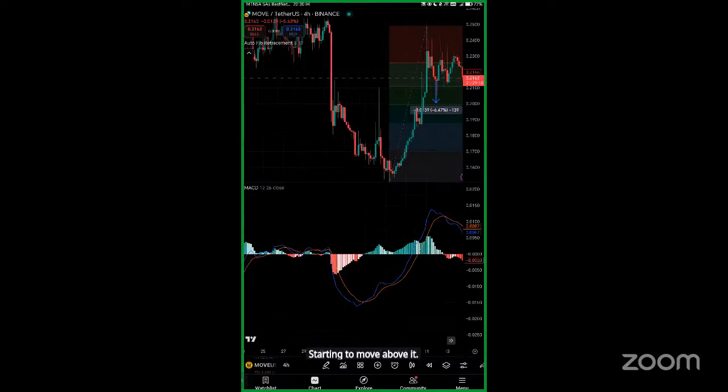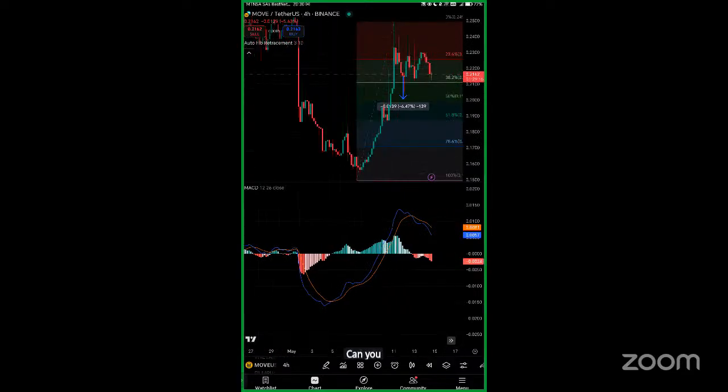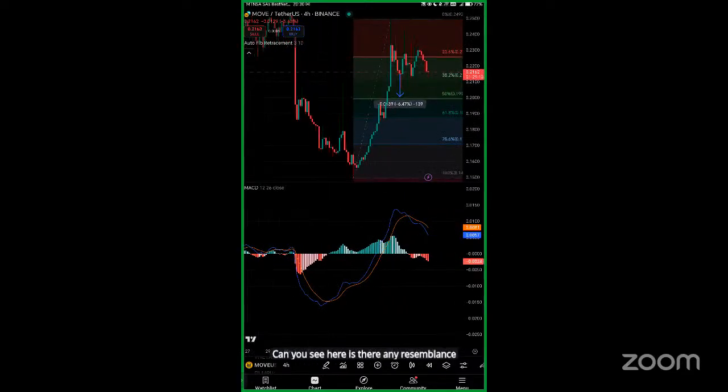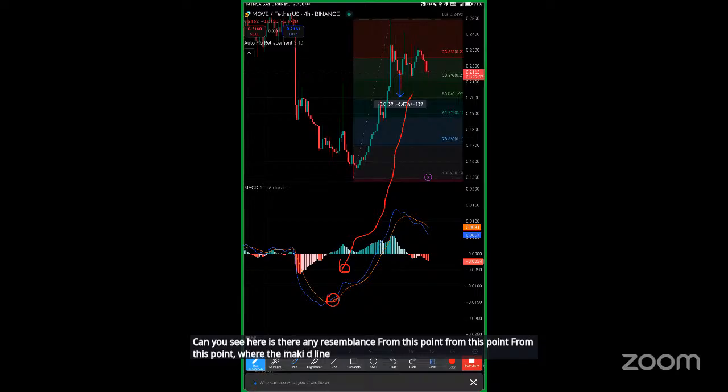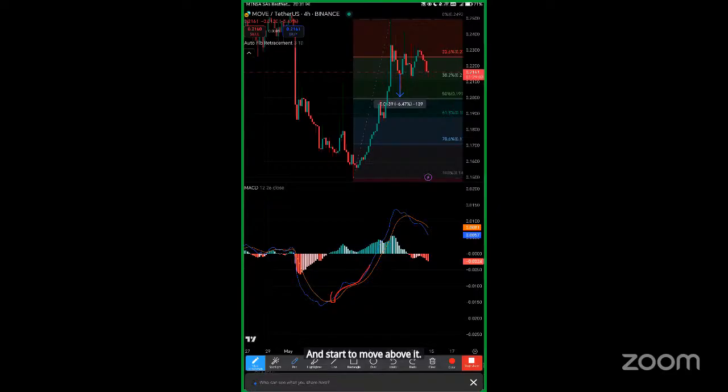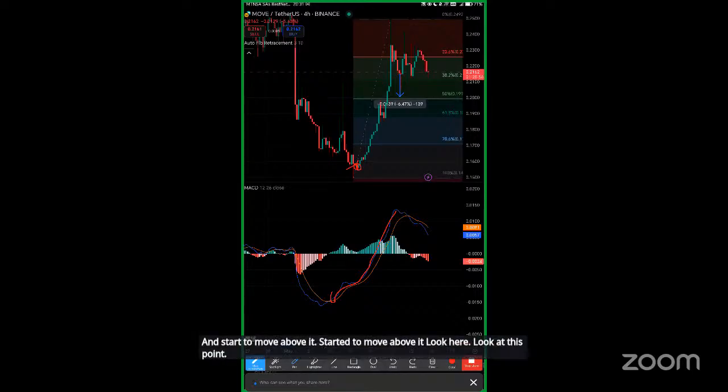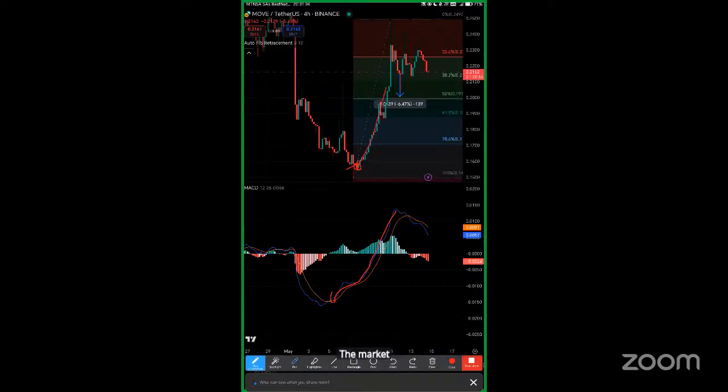So here you are. Can you see here? Is there any resemblance from this point, where the MACD line crossed the orange line and started to move above it? Look at this point. The market went high up there. The crossover that happened here, then you can see what happened here.